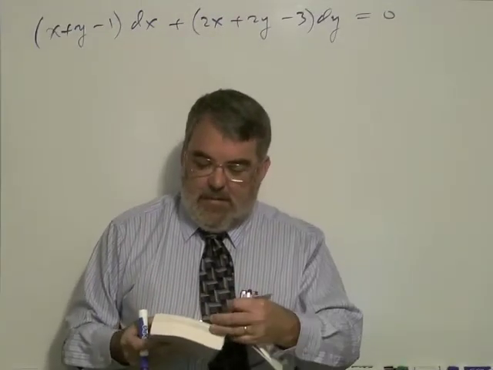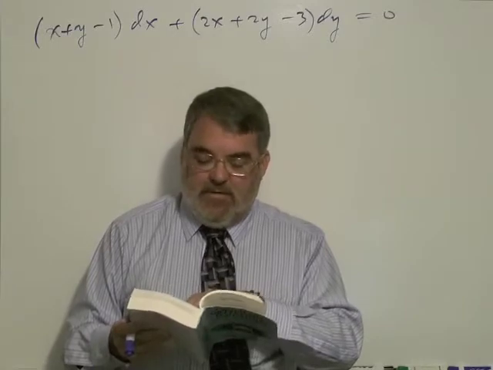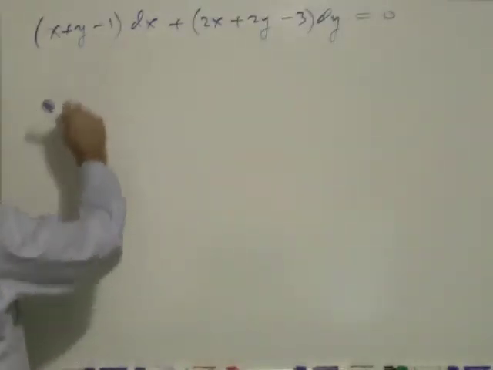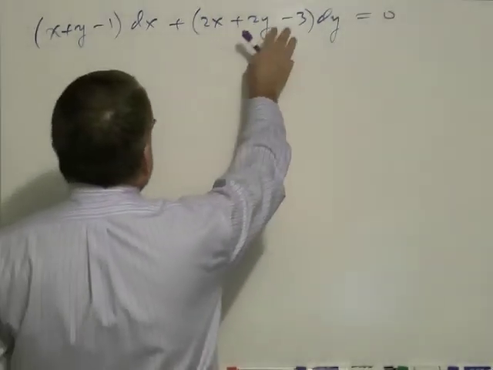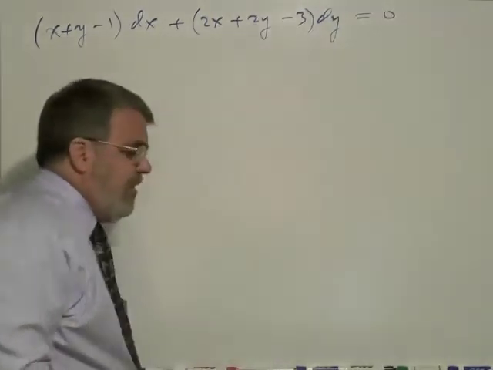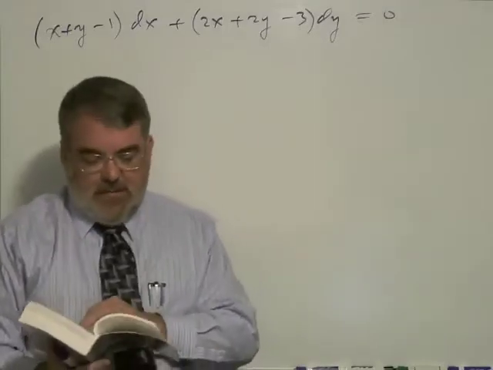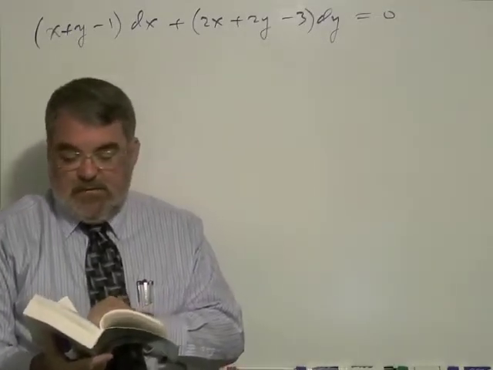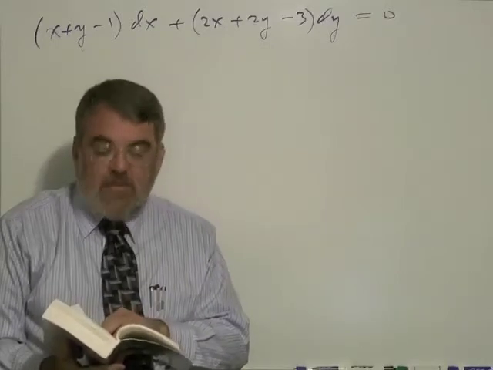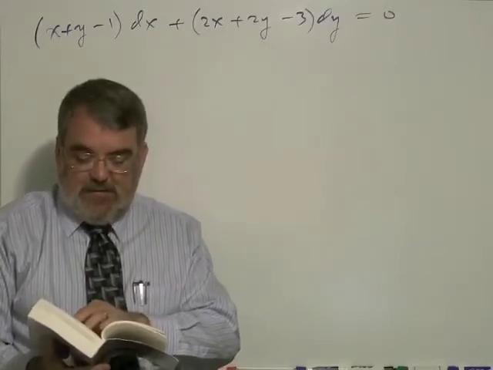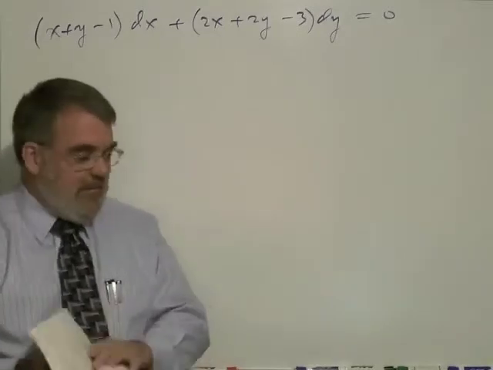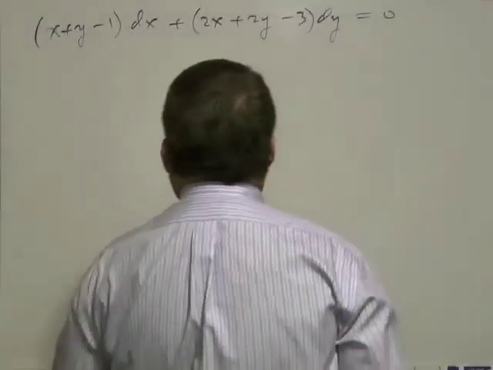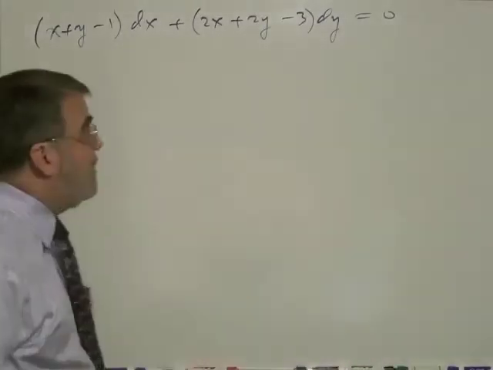This is problem number 4 on page 69. (x + y - 1) dx + (2x + 2y - 3) dy = 0. This is an example from lesson 8D, which is a solution of a differential equation in which the coefficients of dx and dy define parallel lines. It's normally pretty easy to spot the parallel line situation.